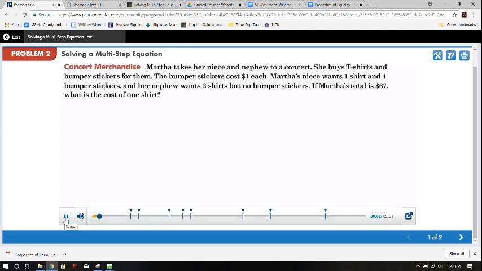You will solve a multi-step equation. Martha takes her niece and nephew to a concert. She buys t-shirts and bumper stickers for them. The bumper stickers cost $1 each. Martha's niece wants 1 shirt and 4 bumper stickers, and her nephew wants 2 shirts but no bumper stickers. If Martha's total is $67, what is the cost of 1 shirt?